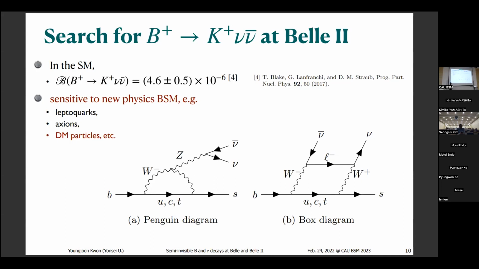In the standard model, B to K nu nu is expected to happen with about 10 to the minus 6 branching fraction. That was calculated by this gentleman. And this is sensitive to new physics beyond standard model particles, for example leptoquarks or axions or any dark matter particles. In the standard model, this happens through the electroweak penguin or W box diagram, but any new physics particles may enter into this loop or inside this box.